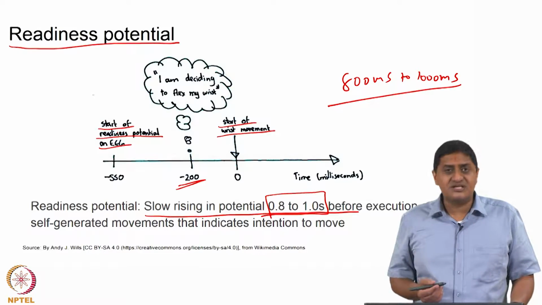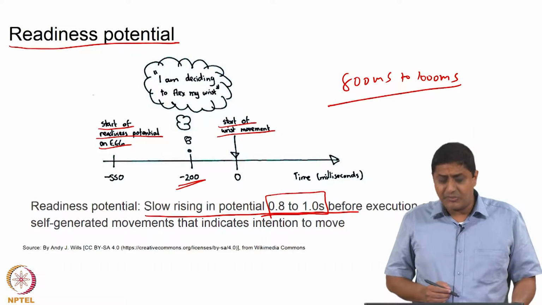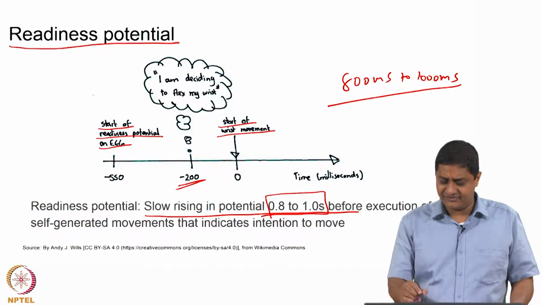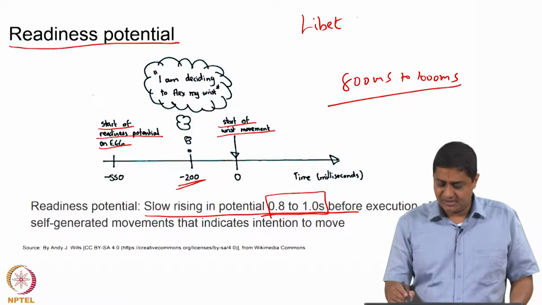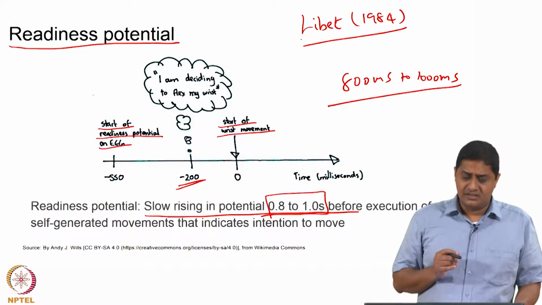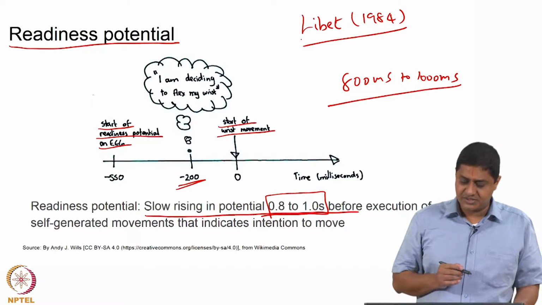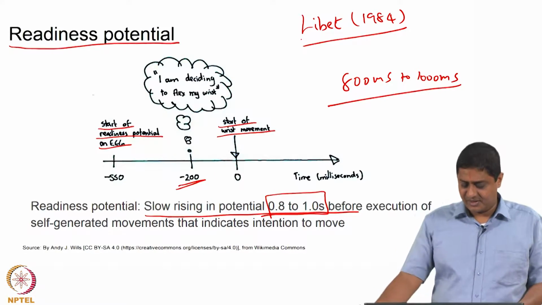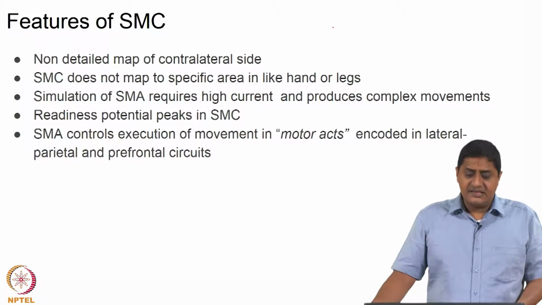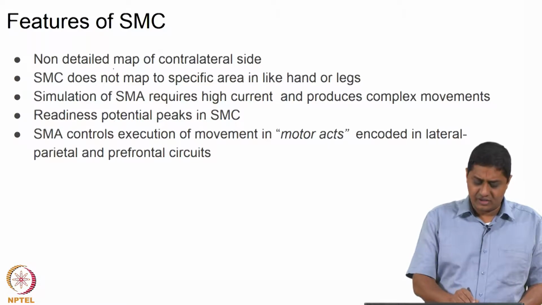This idea has been challenged and supported by evidence. An important line of evidence in this research was provided by Benjamin Libet, 1984. Please do check this paper, a very interesting philosophical treatise on the idea that we think we know. Also importantly, the supplementary motor cortex contains a map of the contralateral side of the body.